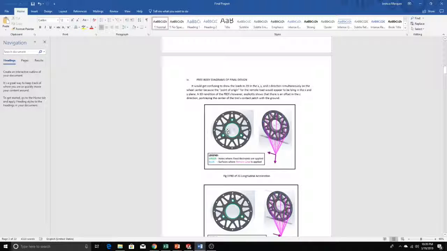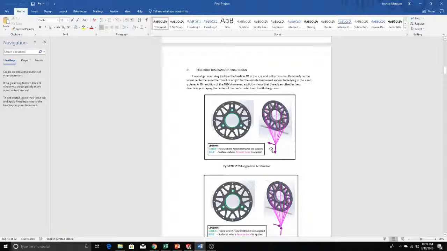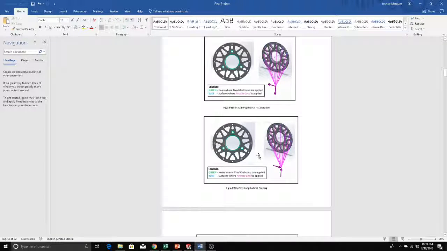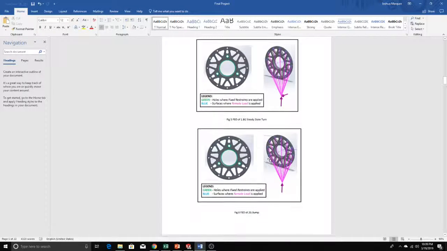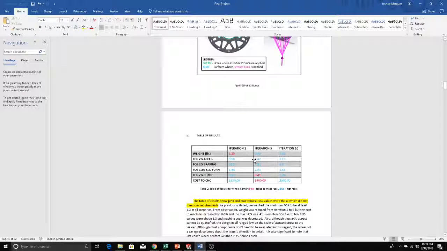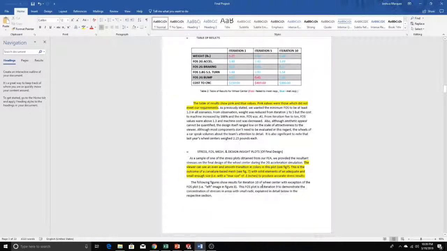The green circles represent where the fixed restraints are applied, and these pink lines represent where the remote loading originates and where it is applied to on the wheel center. We accounted for four different driving scenarios for both our wheel centers and our uprights, and they included 2G longitudinal acceleration, which you see in this first free body diagram plot, 2G longitudinal braking, 2G steady state turn, and the 2G bump. Here is a table of results for our wheel centers.